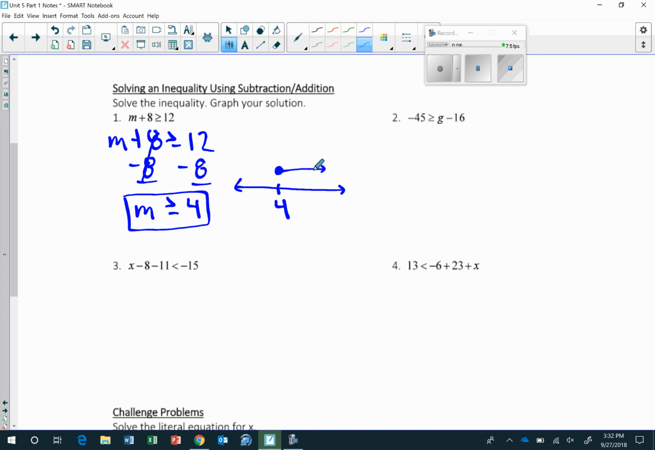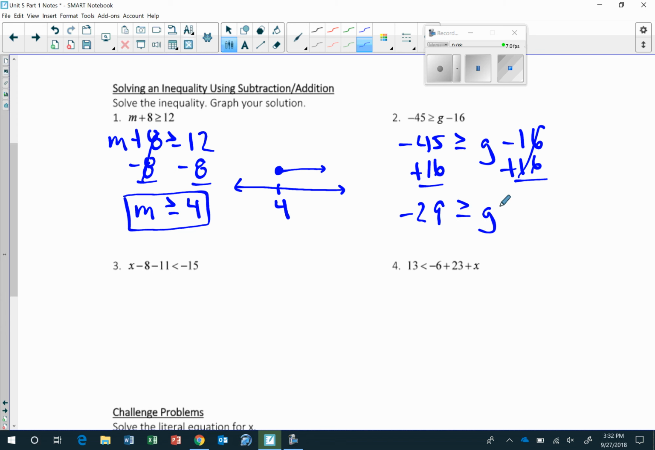Looking at number 2, I have negative 45 is greater than or equal to g minus 16. I go to the side with the variable. G is my variable. It's on the right side. I'm subtracting 16 on that right side. So to undo that, I'm going to add 16 to both sides. Negative 45 plus 16 is negative 29. On the right side, they cancel each other out. So I have negative 29 is greater than or equal to g.